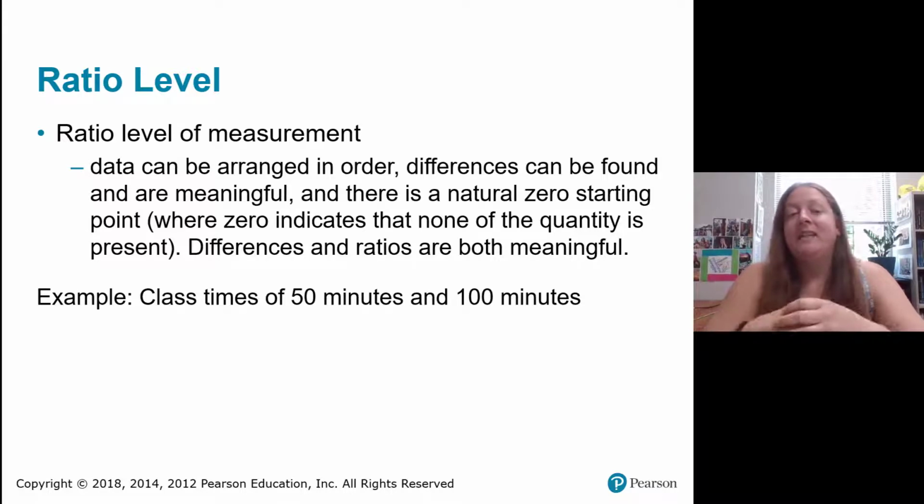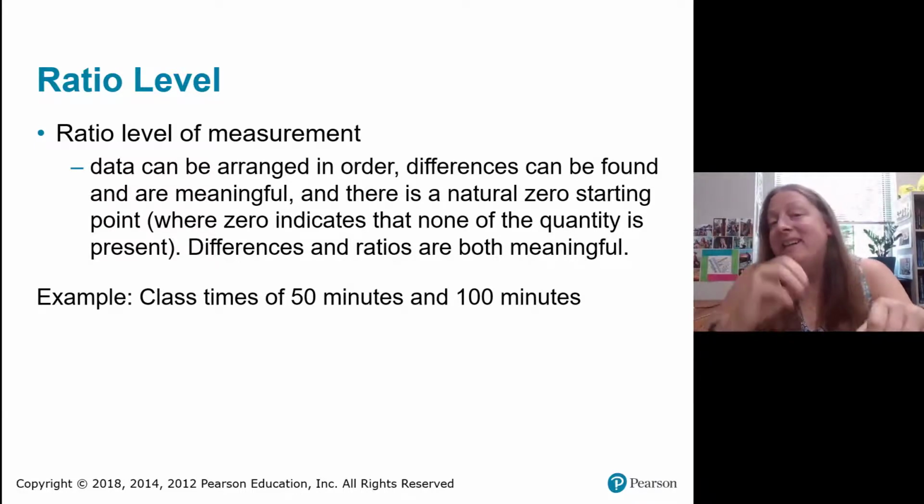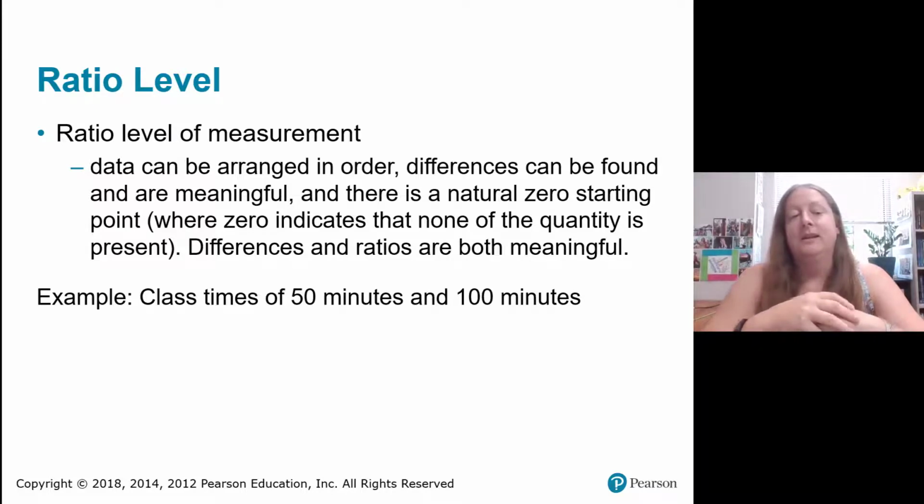We finally get that meaningful starting point 0 when we talk about ratio level data. This is data that can be arranged in order, the differences are meaningful, and it has a starting point. So the amount of time that you spend in class, 0 minutes spent in class is meaningful. You've spent no time in class. You can't spend less time than that in class, but you can spend more than that. So there's that meaningful 0 starting point. And the differences make sense and mean something.